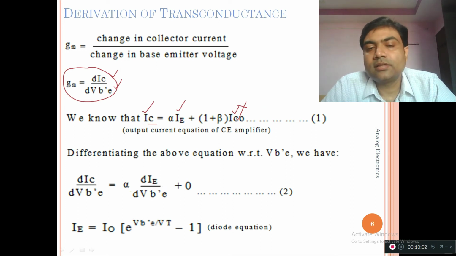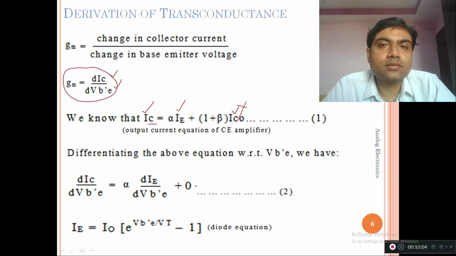And since this is a constant value, we can ignore its presence and it becomes 0. ICO is the reverse saturation current. It is a constant value. Beta is also a constant value, very small values. Okay. Now moving ahead, IE is equal to IO into e to the power VB'E upon VT minus 1. This is the diode equation.